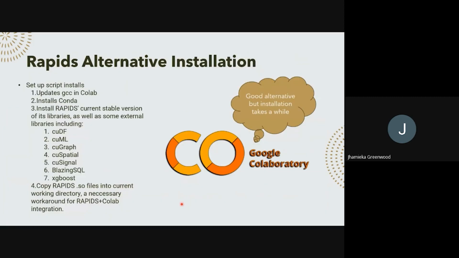And then another alternative installation is they do have a Google Colab notebook that you can use to help you install everything. They have most of the packages that you will need, like data frame, machine learning, graph, spatial. All of these are already in there to be installed. It's a good alternative, but the installation does take a long time to get through before you can actually do some work on it. So you already have everything you need, dependencies, everything there in the cells for you to get installed, but it just takes quite a while.